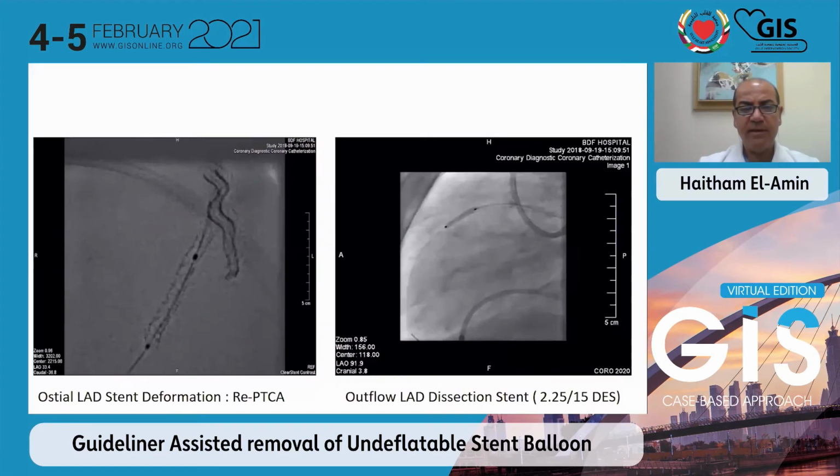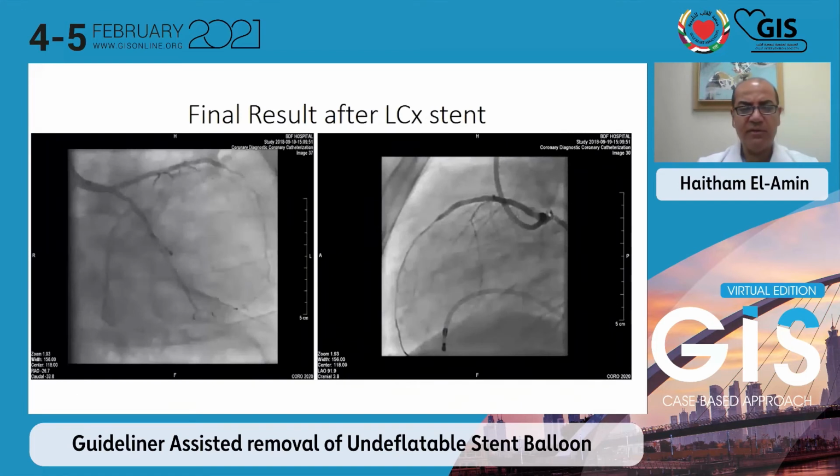entrapped balloon. Now, because we had lots of maneuvering of the guide catheter, there was some ostial deformation of the stent, which required reballooning, restenting, and there was an outflow dissection that required implantation of another 2.25 by 15 DES at the outflow of the stent. And then we were finally able to finish by stenting the circumflex, and this is the final result showing you both the LAD and the circumflex.